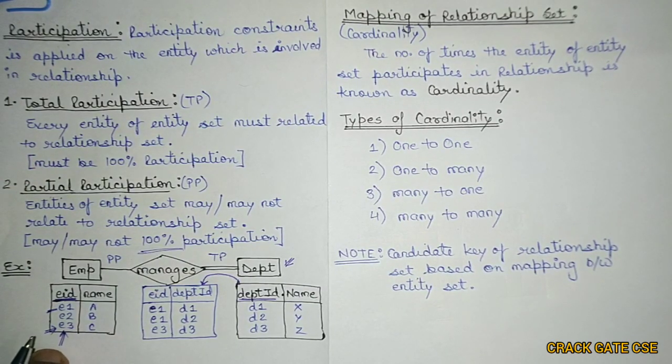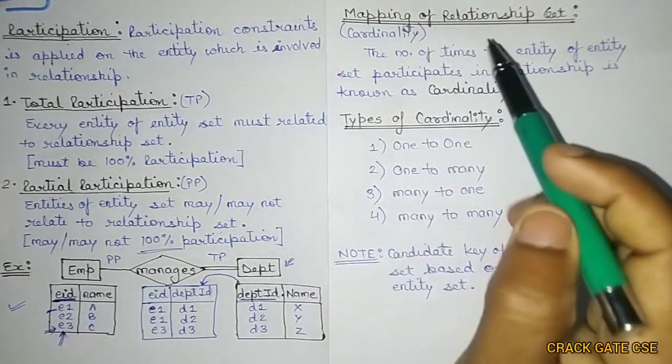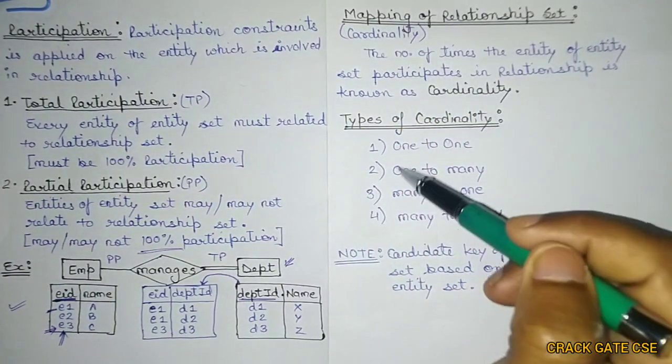So here some records may not participate in this particular relationship set, but if there is total participation, then all the values for the key have to take part in the relationship set. So this is the meaning of total and partial participation, right?